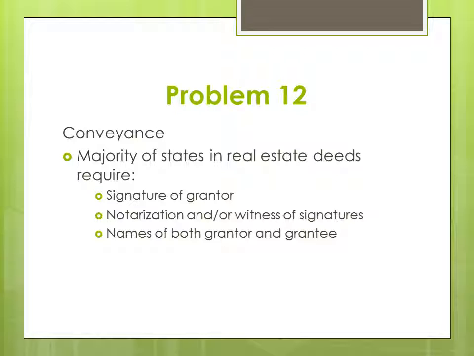Problem 12 deals with the issue of conveyance. A majority of states and real estate deeds require the signature of the grantor, notarization and/or witness of the signatures, and names of both the grantor and the grantee. So the question asks, in the majority of states, a deed must be signed by: A, the grantor and grantee but not witnessed or acknowledged, and that's incorrect. B, the grantor and grantee and acknowledged, and that's incorrect. C, the grantor but not the grantee, and that is correct in the majority of the states. And D is incorrect: the grantor and the grantee and both witnessed and acknowledged.